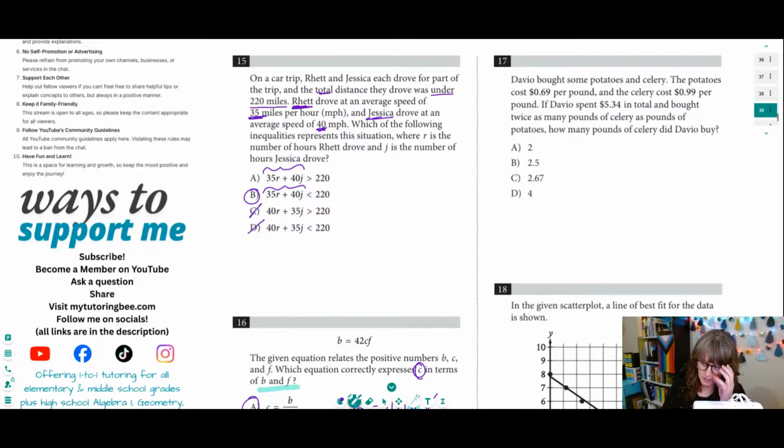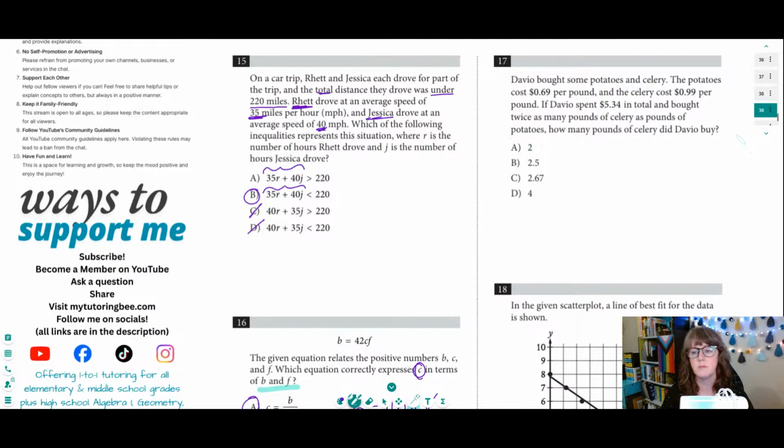Great. Alright, just checking in over here. We've got number 17. Davio bought some potatoes and celery. The potatoes cost 69 cents per pound, and the celery cost 99 cents per pound. If Davio spent $5.34 in total and bought twice as many pounds of celery as pounds of potatoes, how many pounds of celery did Davio buy?